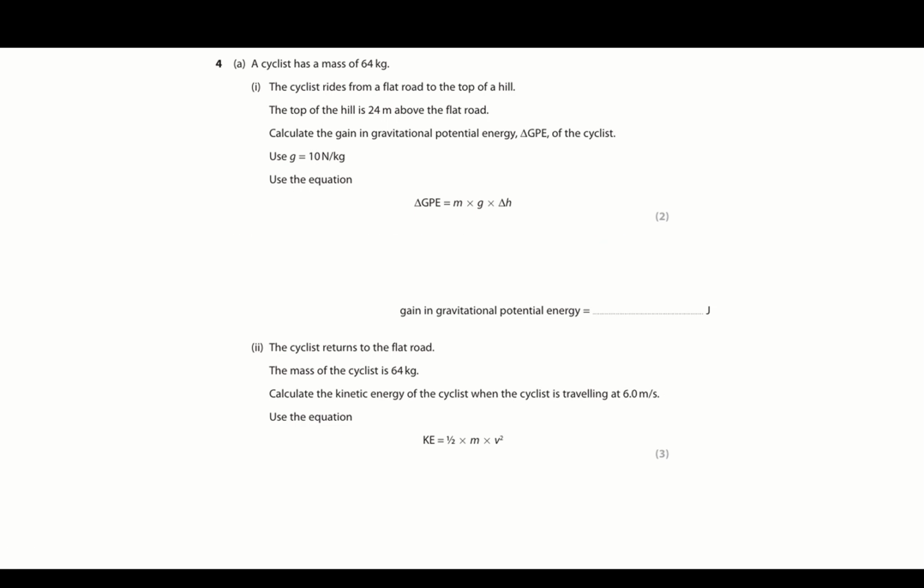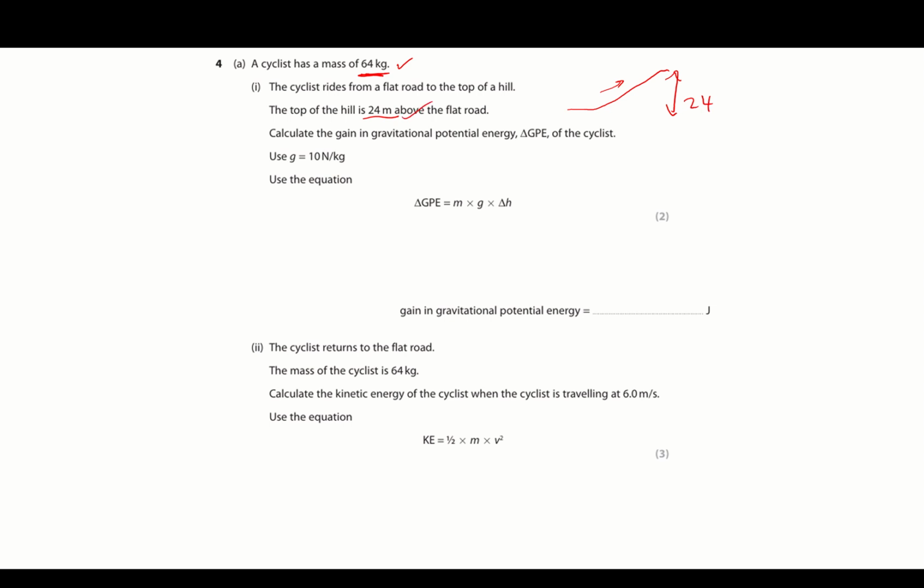Okay, so question 4. We got a lovely GPE question. A cyclist has a mass of 64 kilograms. We're happy with that, 10 kilograms. They ride from a flat road to the top of the hill. So they're going down there and they're going up to the top of a hill. The top of the hill is 24 meters above.